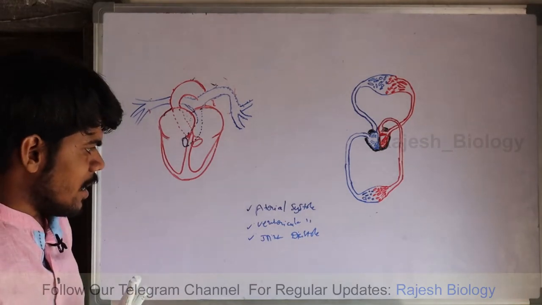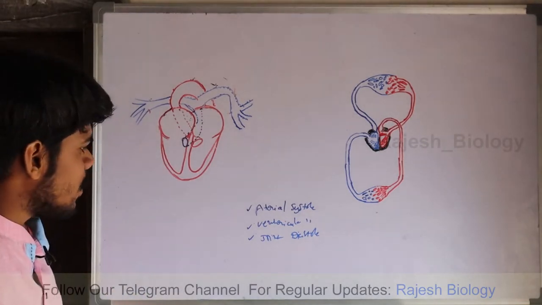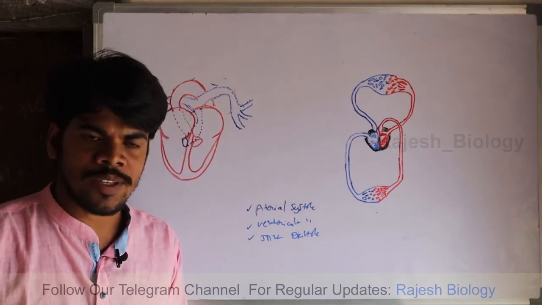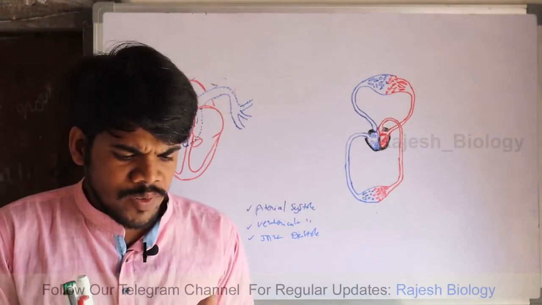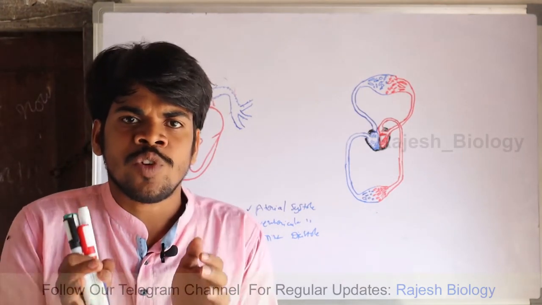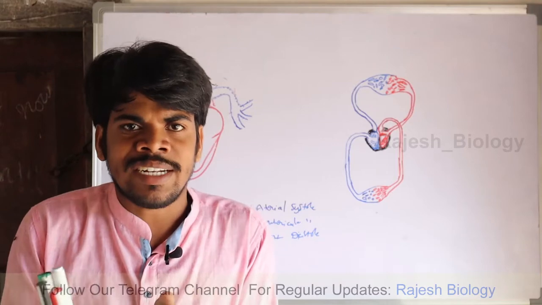The cardiac cycle, which I explain now, starts with the joint diastole stage. We will begin with the relaxed state of heart. That means all the four chambers are in relaxed state.